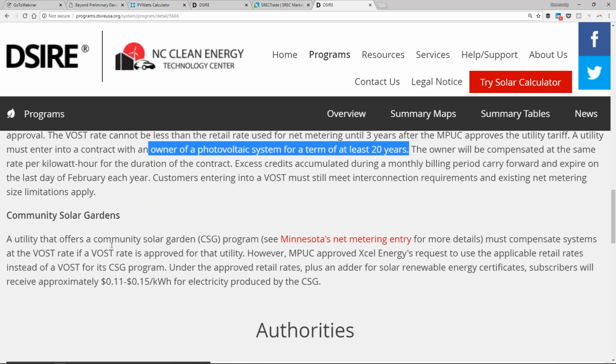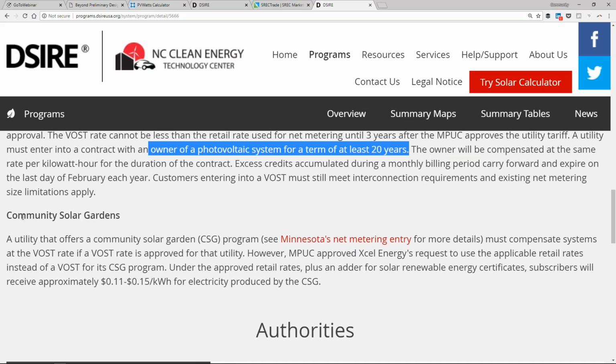Now, generally speaking, these value of solar tariffs are going to be something that is lower than retail price, but something that's more than avoided cost. Kind of like what we saw earlier with Reliant Energy offering their solar customers for solar outflow without any of this regulation, something that's more than avoided cost, but something that's less than retail price.